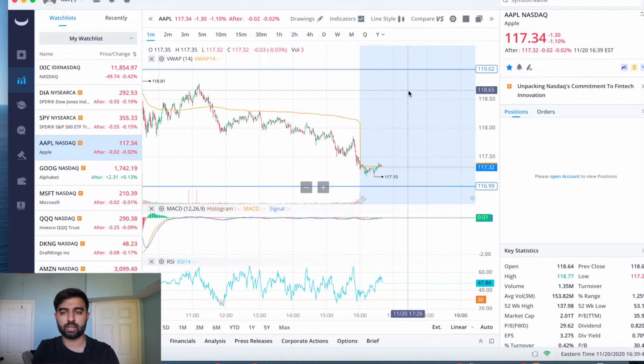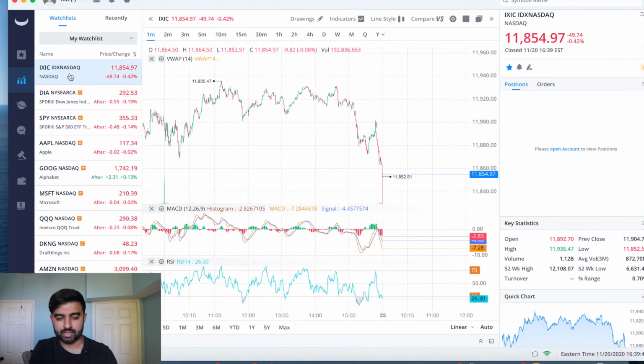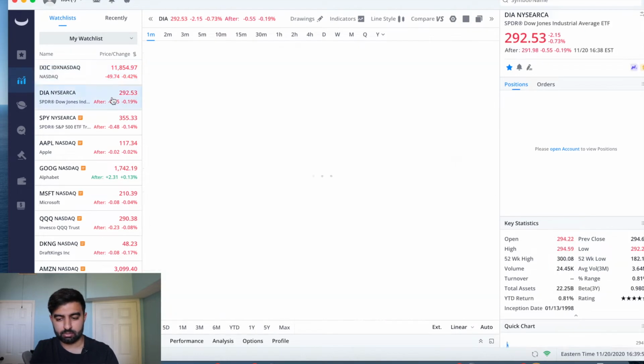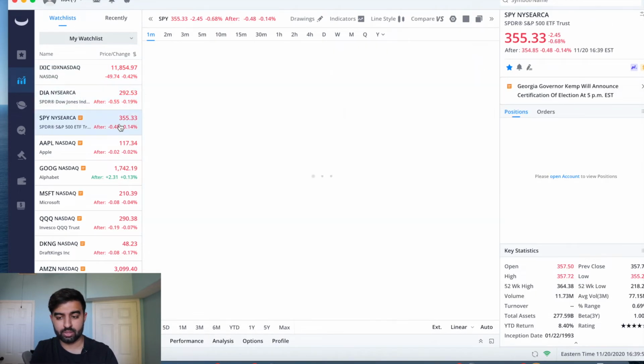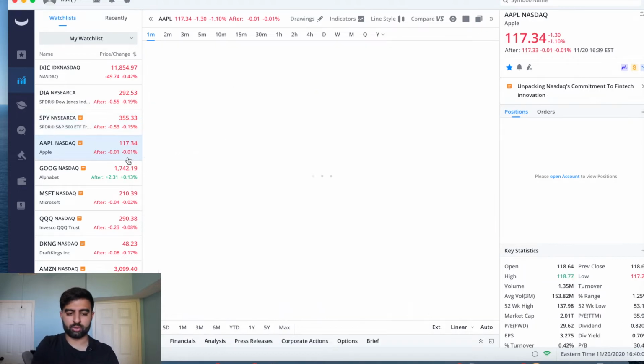We're down slightly, about $1.30, which is 1.1%. That we're in the red. Comparing that to the NASDAQ was down 0.42%. Dow was down about 215 points. And the S&P was down $2.45, which is 0.68%. So overall red day for all the indexes, and no different for Apple.